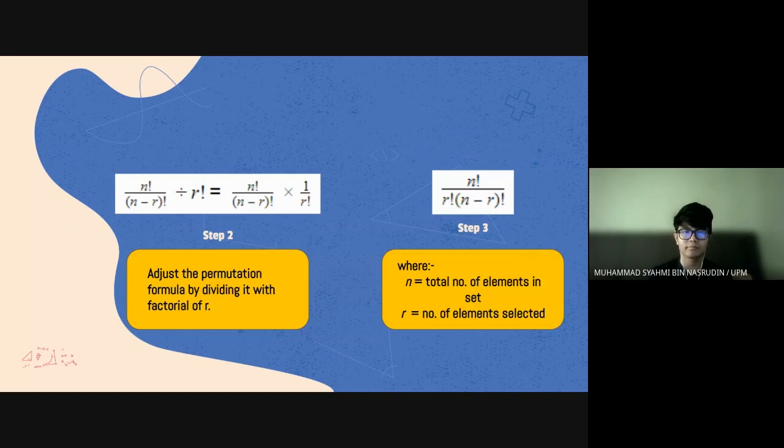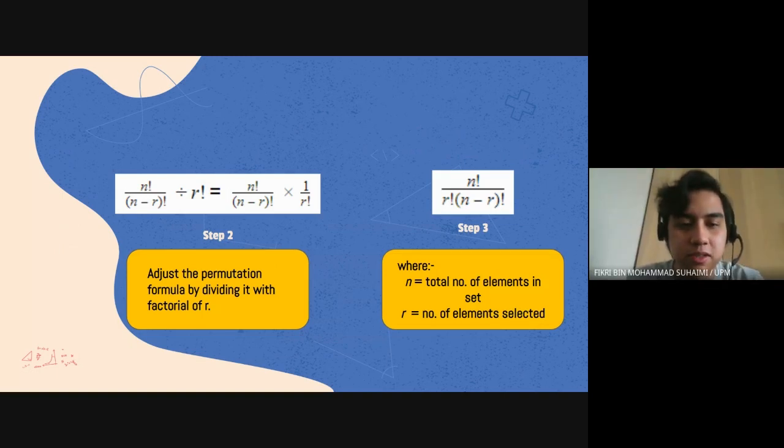So this is what I'm talking about, where we take the permutations formula, the result, and divide it by B, which is the r factorial. You see that n factorial over (n minus r) factorial, divided by r factorial, equals n factorial divided by (n minus r) factorial, times 1 over r factorial. Then in step 3, we complete the derivation of the formula, which is n factorial divided by r factorial times (n minus r) factorial, where n is equal to the total number of elements in the set and r is the number of elements that we need to select to form a combination. Then next slide.